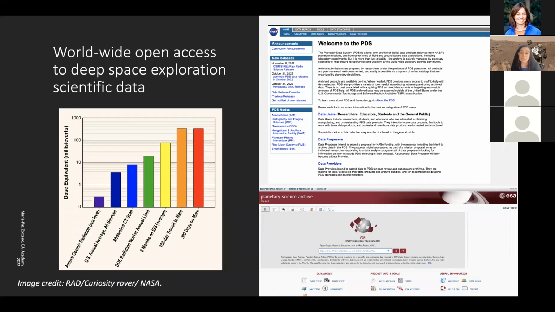I also want to take this opportunity to encourage you to go to the archives where the data of all these missions are stored.